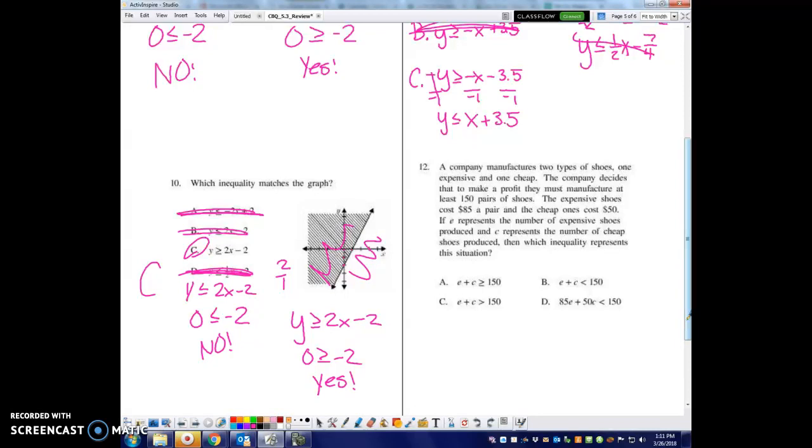Okay, last one. A company manufactures 2 types of shoes, one expensive and one cheap. The company decides to make a profit, so the manufacturer has to have at least 150 pair of shoes. It can have more, but no less. Okay, the expensive shoes cost that much, the cheap ones cost that much.